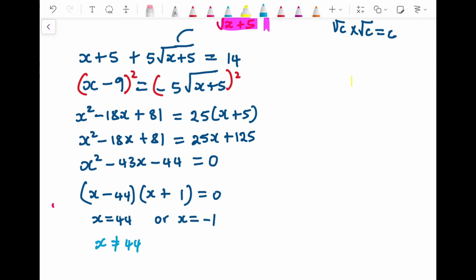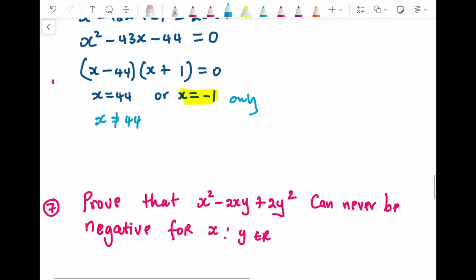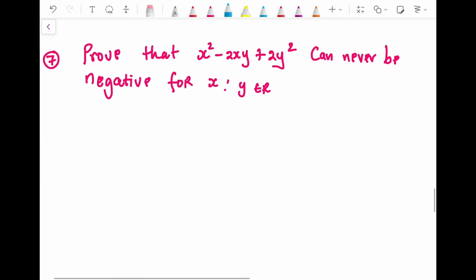The only solution that gives me left hand side that is equal to right hand side is -1. So on my left I get a +7, even on my right I get +7. So x is equal to -1 is the only solution. So x is equal to -1 only. That is the only solution for number 6. Let's quickly move to number 7.